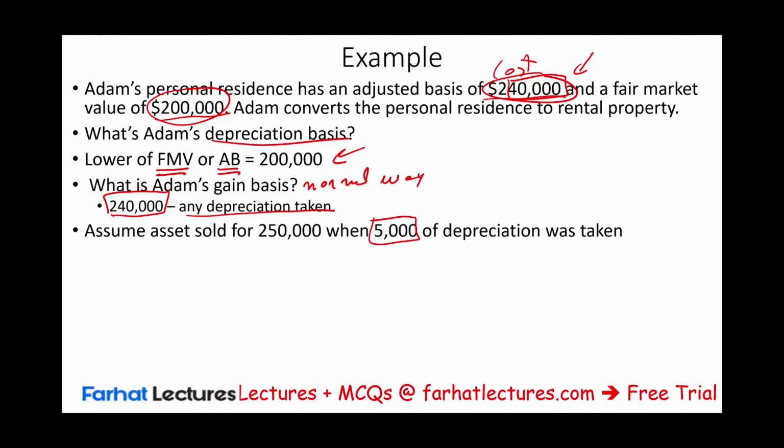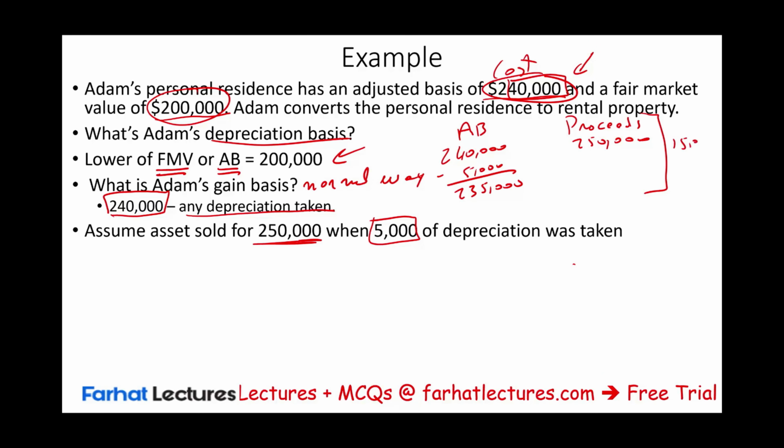Well, if that's the case, first of all, do we have a gain here? If we sold the property for 250, we have to compare the adjusted basis to the proceeds. How much did Adam receive? Adam received 250, and the adjusted basis is 240 minus 5, so the adjusted basis is 235. Under those circumstances, Adam will have a $15,000 gain. And to answer the question, Adam's basis will be 235,000.